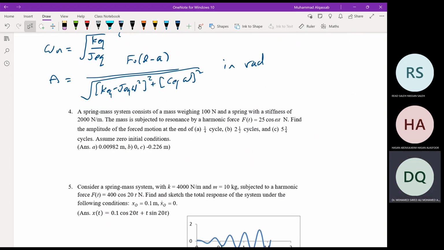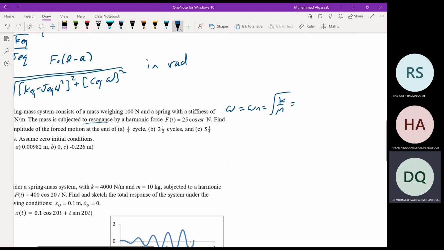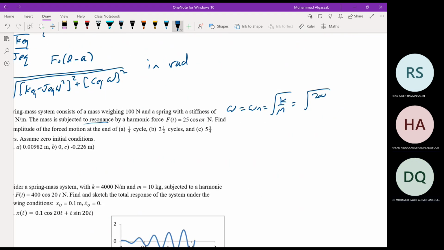Okay, question number 4. A spring mass system consists of a mass weighing 100 Newton and a spring with a stiffness of 2000 Newton per meter. The mass is subjected to resonance by a harmonic force f of t equal to 25 cosine omega t Newton. Omega is not given, but the case is resonance. So omega equal to omega n equals square root of k over m. And we can substitute for k is 2000 divided by m, which is 100 divided by 9.81. We can get omega.